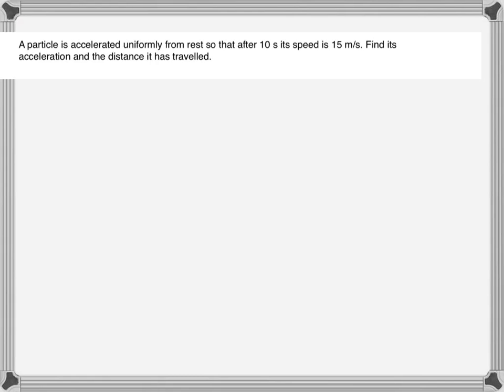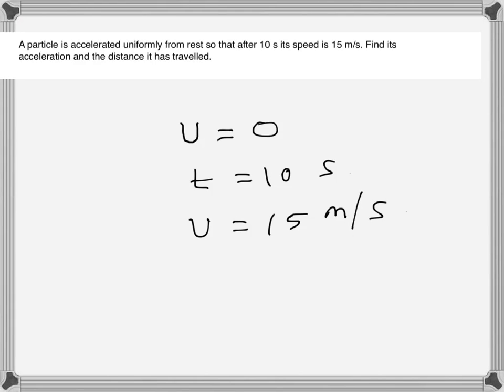So first we can write what we know. The particle is accelerated uniformly from rest. That means initial velocity is 0, and after 10 seconds its speed is 15 meters per second. That means time is 10 seconds and final velocity is 15 meters per second. So these things we know. We need to find acceleration, which is an unknown, and we need to find the distance that it travels.